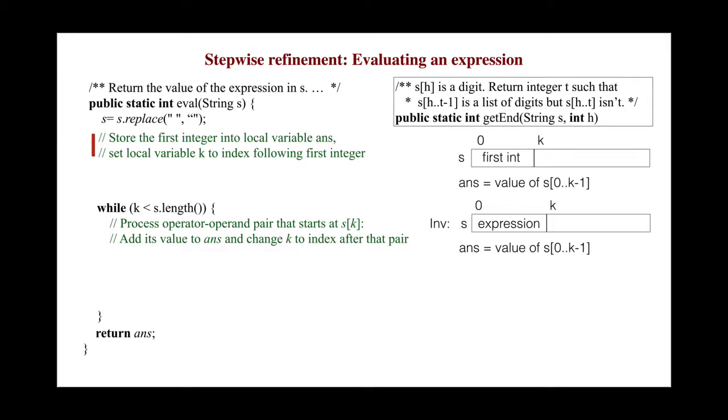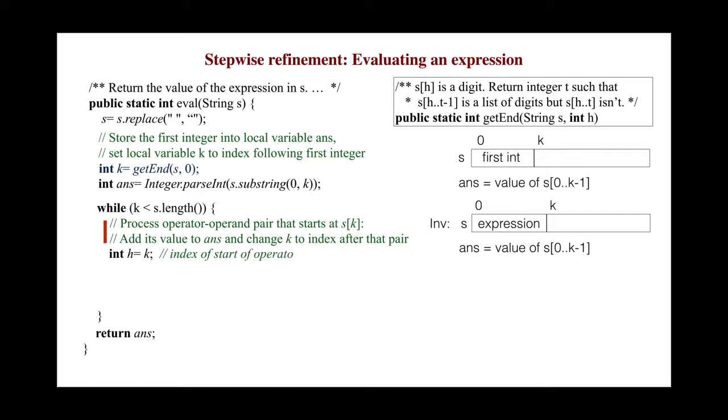We now implement the first statement comment. Call getEnd to find the index following the integer and store the index in k. Then use function parseInt to extract the integer in s sub 0 through k minus 1 and store its value in ans. We implement the second statement comment.